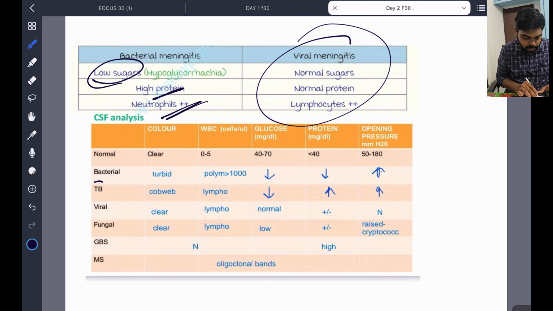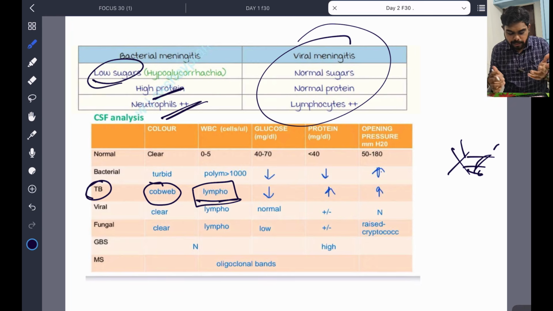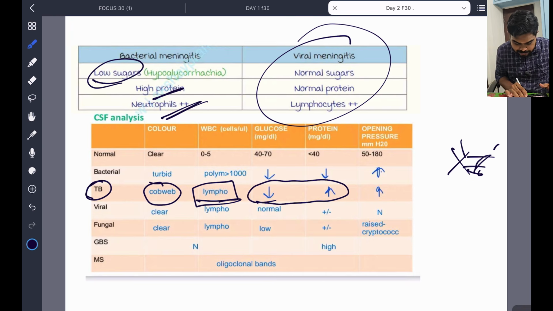Now you can see something called TB meningitis. In TB there is an appearance called cobweb appearance. Okay, cobweb appearance. Here, unlike bacterial meningitis where polymorphs or neutrophils are high, it is similar to virus: lymphocytes are in excess. And the TB bacterium is a bacteria which eats glucose and excretes protein. That's why there is a decrease in glucose and an increase in protein. Clear?